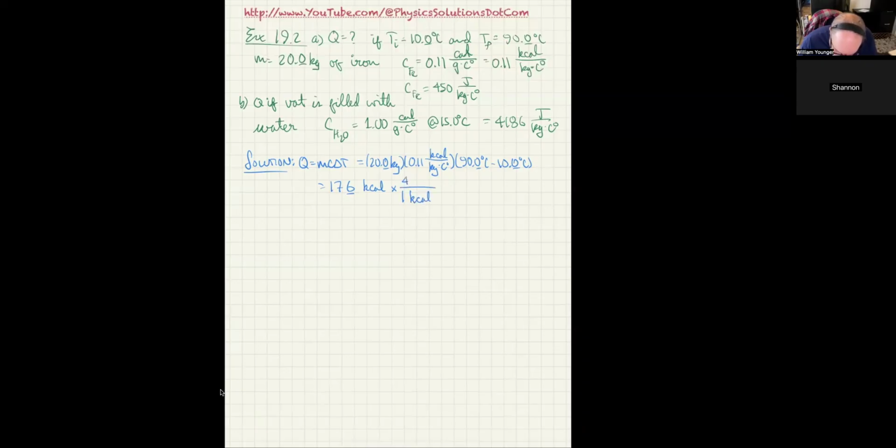Is equal to 4.186 kilojoules. And that gives me roughly 737 kilojoules. Any questions on that?